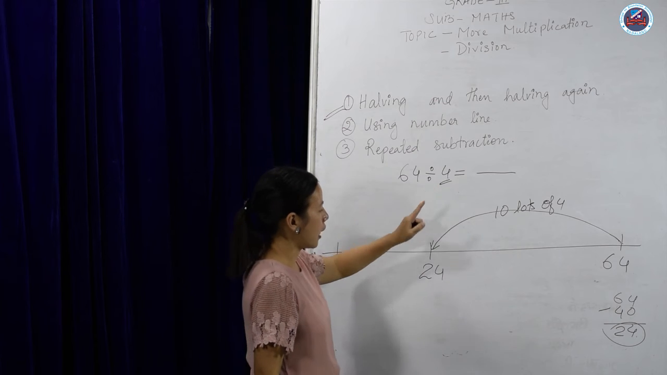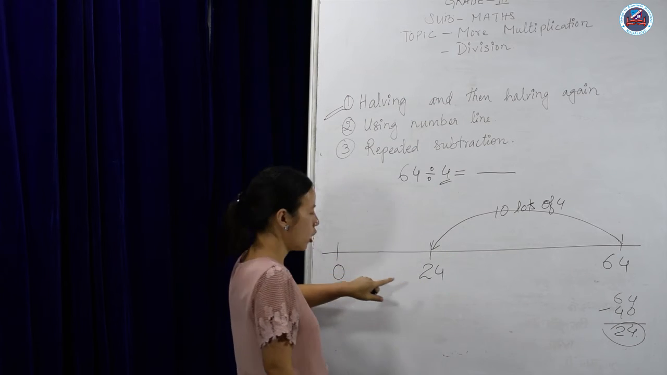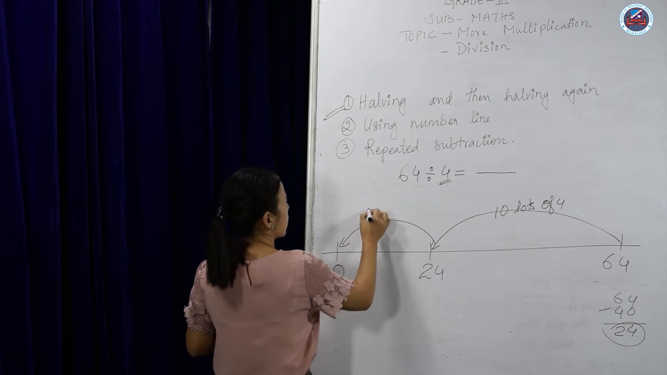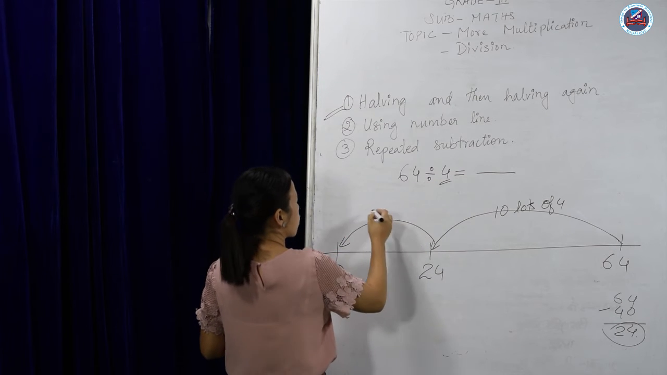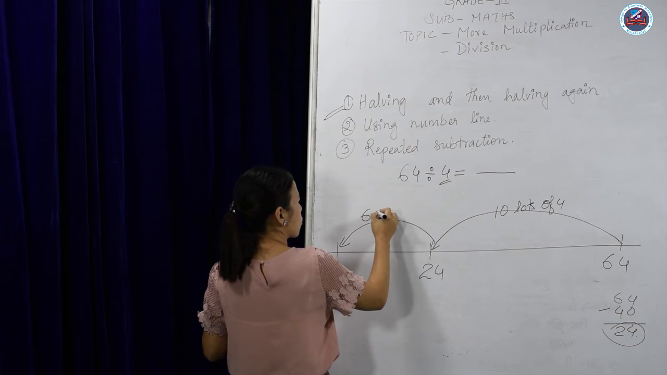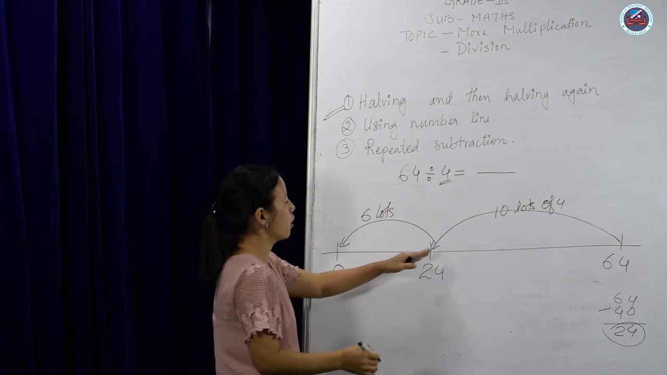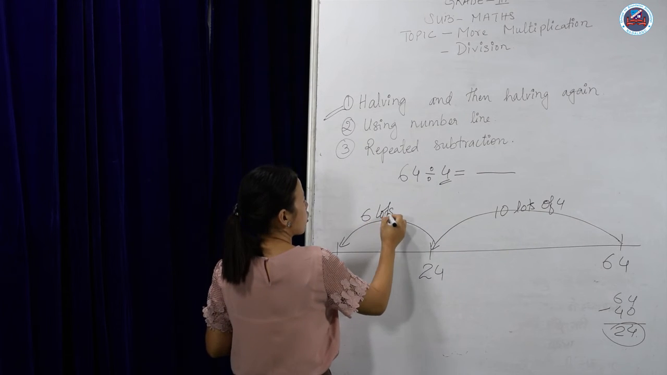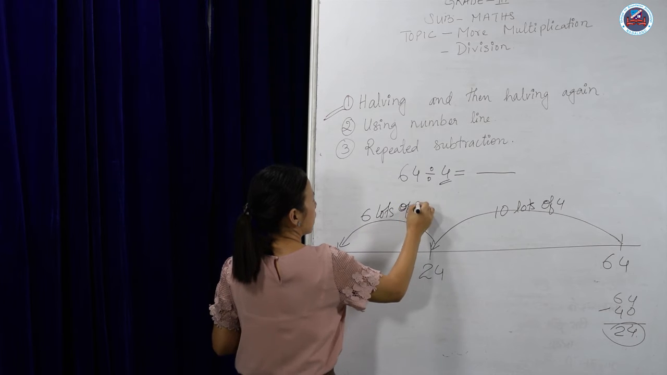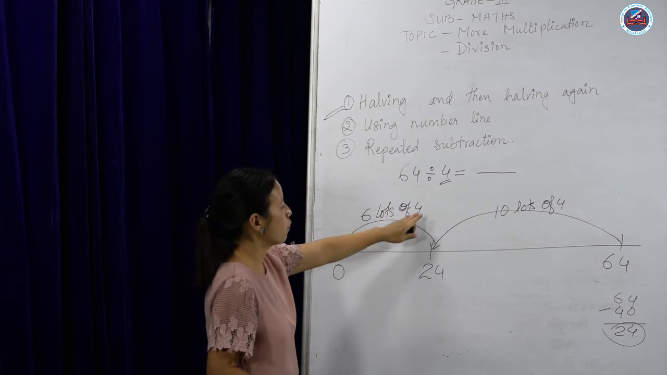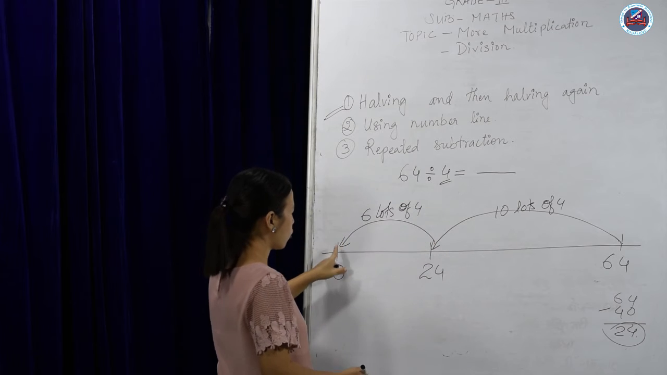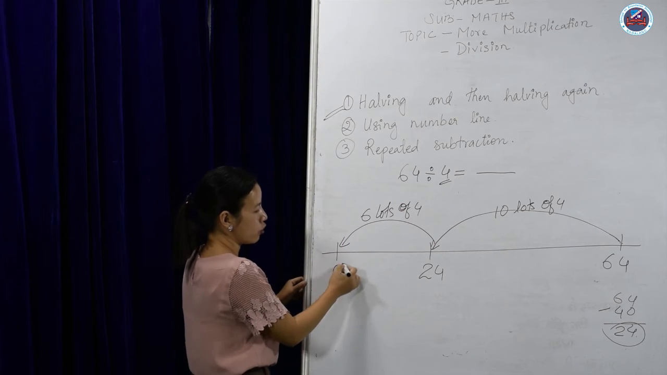I know that 4 times 6 is 24, right? So to get exactly 0, I'm going to take 6 groups straight away, instead of going 4, 4, 4 each time. So I'm going to go for 6 groups of 4. That is 6 groups of 4 is exactly 24, right? So if I divide exactly 24, it will stop at 0.